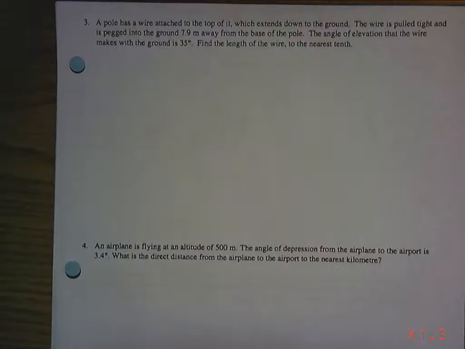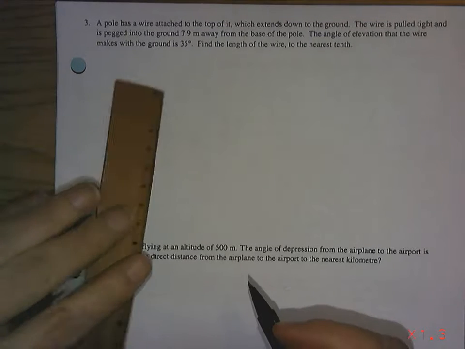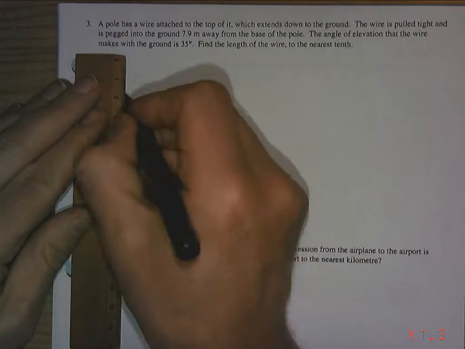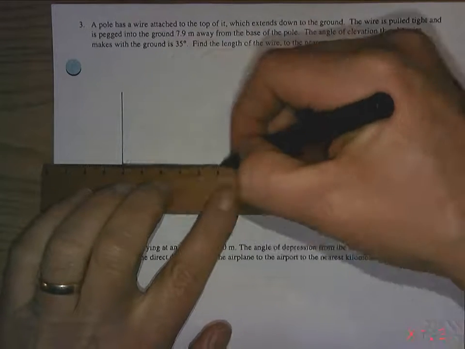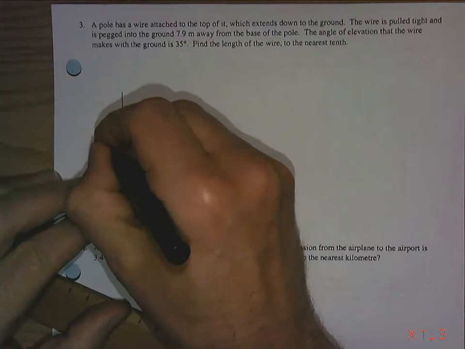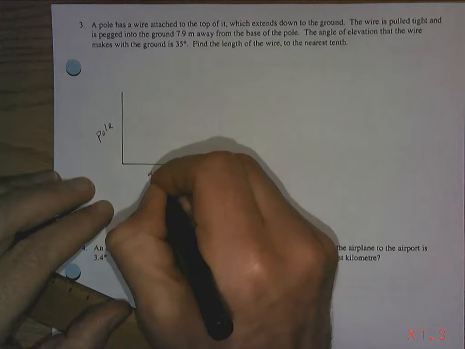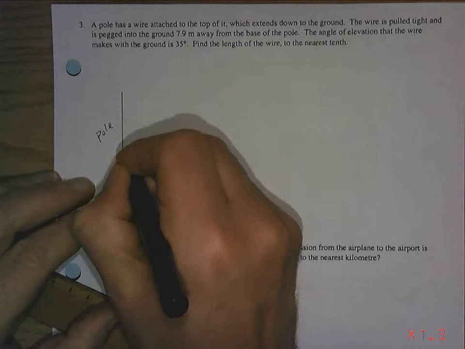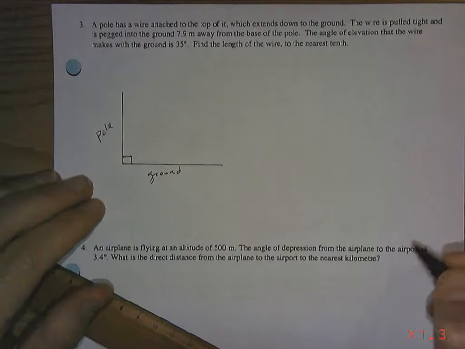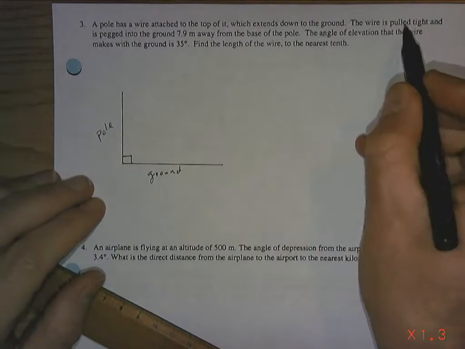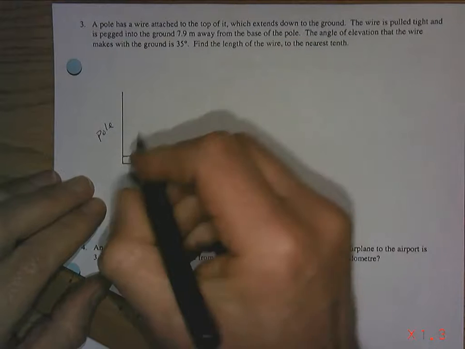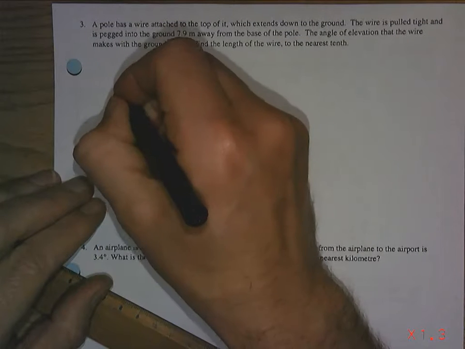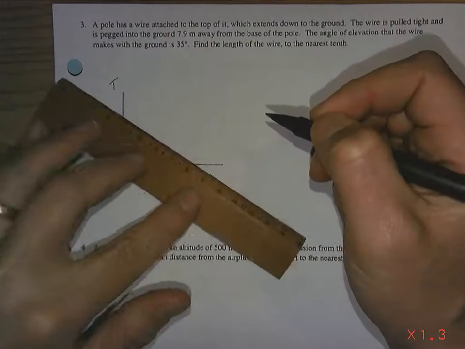Okay, kids, two more questions. A pole has a wire attached to the top of it, which extends to the ground. Pole. Ground. An assumption: the pole is 90 degrees with the ground. The wire is pulled tight and is pegged 7.9 meters away from the base of the pole. Base of the pole. Top of the pole.